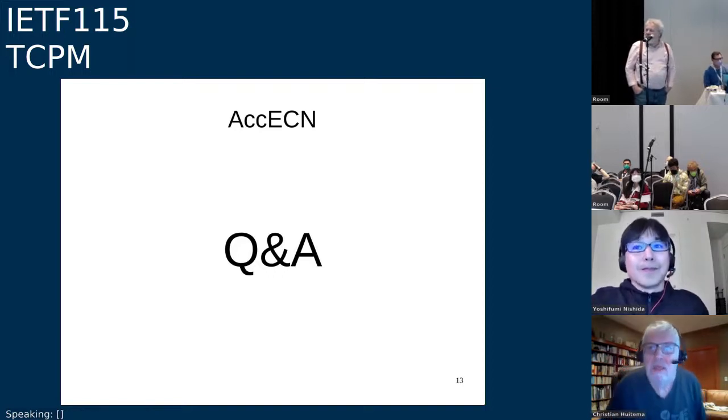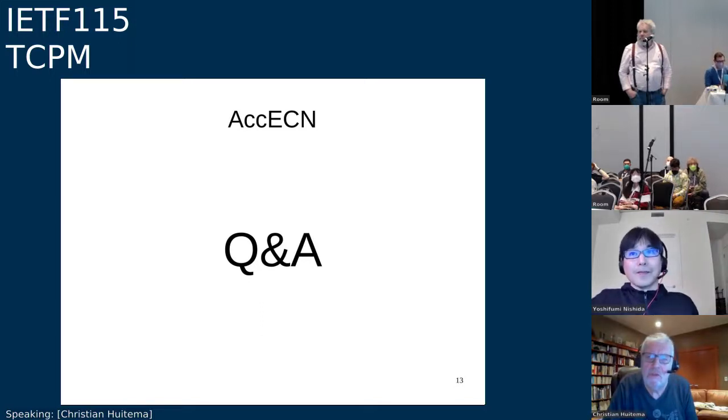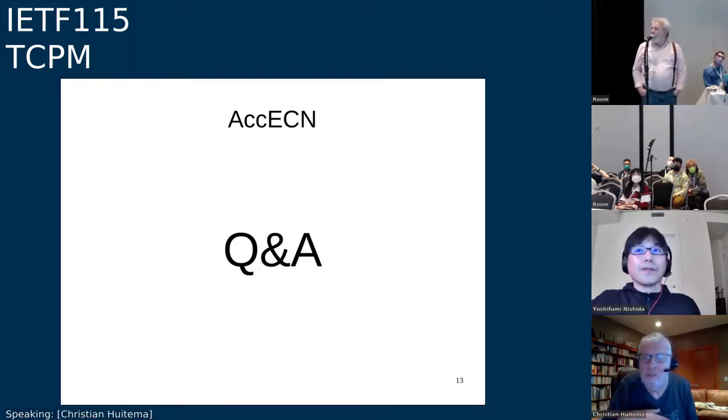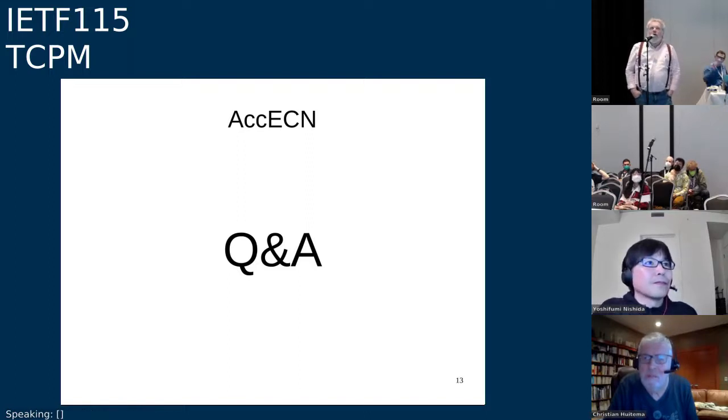Yes, good. I have a question. In this ECN negotiation option, what happens if there is a path change during the connection? That is, suppose that you are doing ECN fine, and then the routing changes, and somehow you start going through a box that washes the ECN bits, or even worse, the ACE bits. What happens then? Right. I'll deal with it, washing the IP layer first.